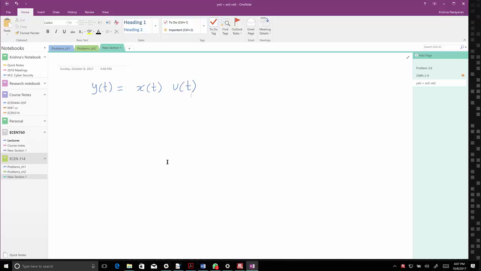So what is really happening is, if t is greater than 0, then the output is the same as the input, because this function is 1, right? U of t is a function that's 1 if t is greater than 0, and it's 0 if t is less than 0. At t equal to 0 we defined it as 1/2, but let's not worry about that for now. So if t is greater than 0, the output is the same as the input, but if t is less than 0, then the output is always 0 regardless of what the input is.